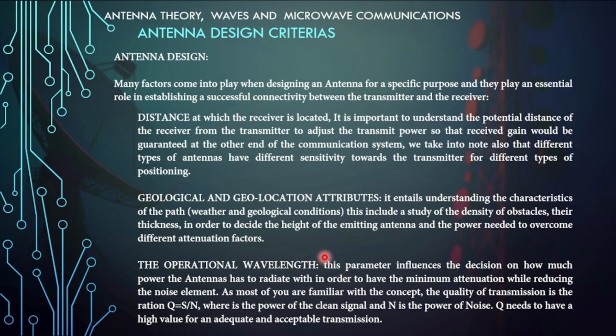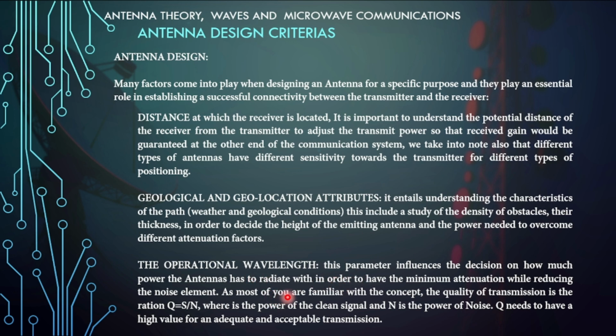Third, the operational wavelengths. This parameter influences the decision on how much power the antenna has to radiate in order to have the minimum attenuation while reducing the noise element. You know, because higher frequencies can carry higher capacity or larger amounts of data, but at the same time, higher frequencies have, if you will, a higher rate of attenuation within the atmosphere. That's where the problem is. Plus, higher frequencies, although they carry a larger amount of information, the signal to noise ratio would be lower. Why? Because they are more susceptible to noise, more susceptible to interference due to the large amount of symbols that they carry within.